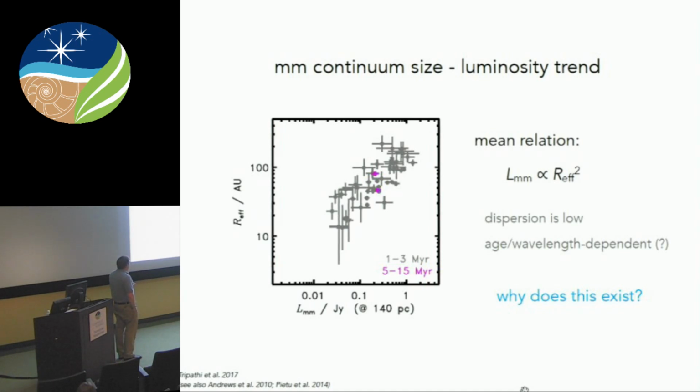And I said age dependent or wavelength dependent. That's not because these two purple points look different. It's just that we actually expect these to be age or wavelength dependent. I'll explain that, or hopefully it will become clear a little bit later. So we don't have a good physical interpretation of why this relationship exists.